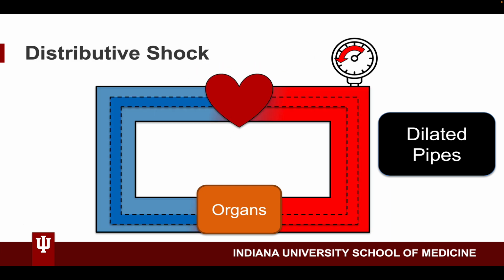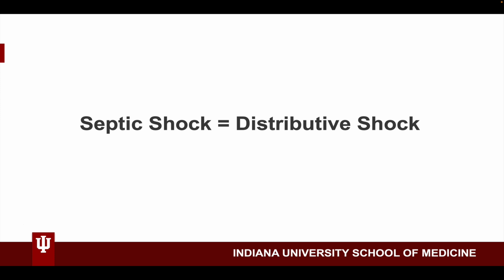And finally, there's distributive shock. In distributive shock, the heart works, but the vessels dilate, causing a drop in pressure. Septic shock is a type of distributive shock, and our patient who has hypotension from abdominal pain and has fever has a type of distributive shock.